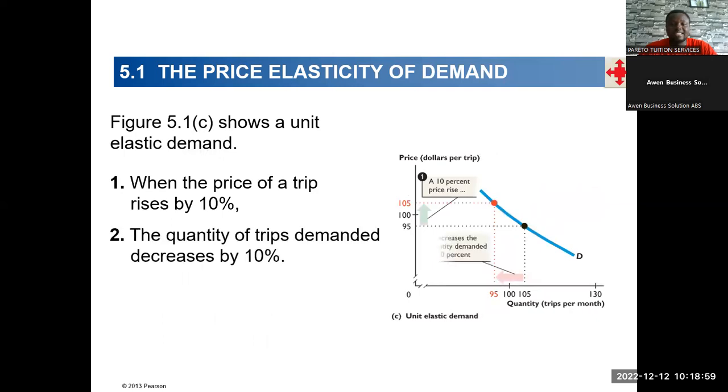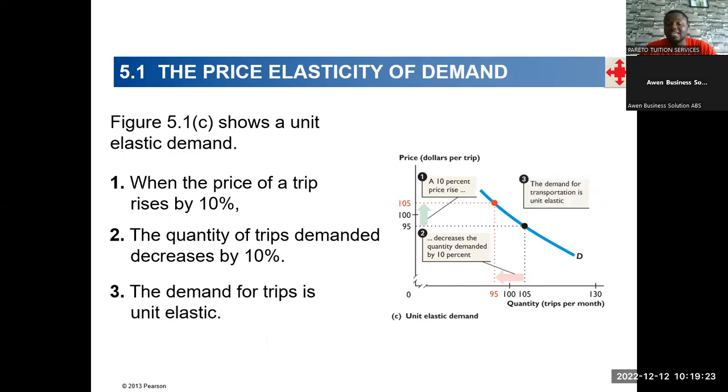Then let's look at the unit elastic. Price increases from 95 to 105, so the percentage change in price is 10%. Quantity decreases from 105 to 95, so this one too, the percentage change is 10%. So 10% over 10% is giving us what? It is giving us 1. So unit elastic.